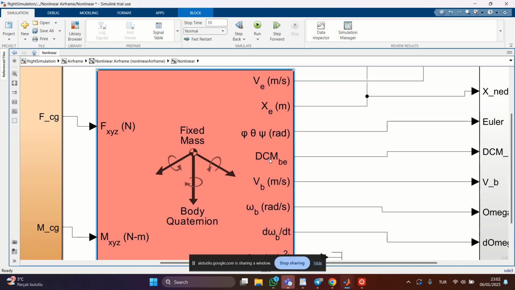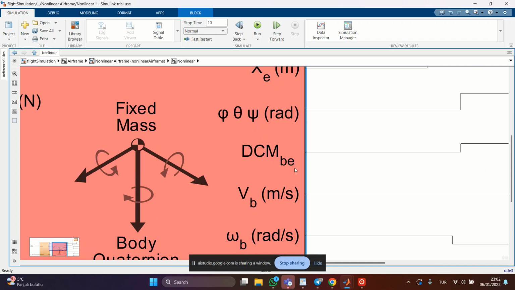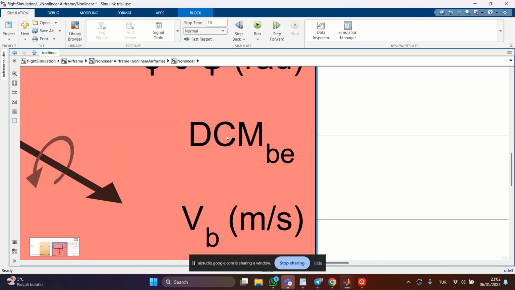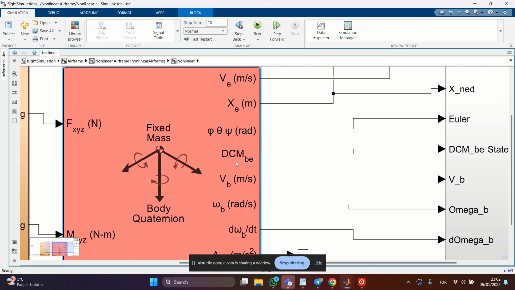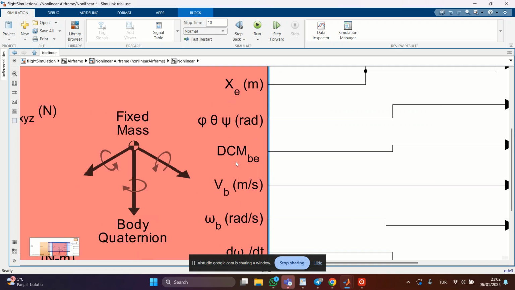And what does the DCM and the BE mean? What do they stand for? Okay, DCM stands for direction cosine matrix. It is a matrix that represents the orientation of the body relative to another frame. The subscript BE indicates it is the direction cosine matrix that transforms vectors from the body frame to the Earth frame. Does that make sense? No, can you explain a little more?